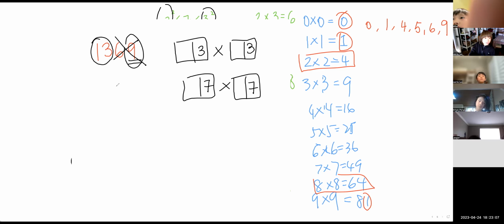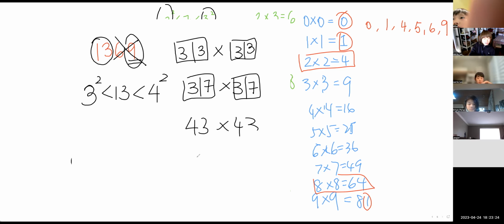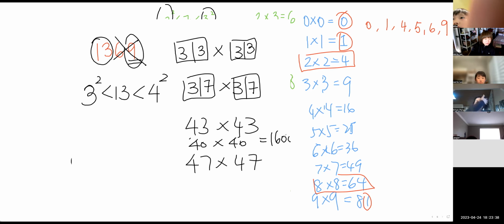Okay, 13 is bigger than what? It's bigger than 3 squared and smaller than 4 squared. So here it must be 3: 33 or 37. Understand? Does any kid have a question, like why it isn't 43 times 43 or 47 times 47? Okay, very good, Jasper. Because it's 4 times 4. You can see, if it were 40 times 40, it's already over. It's 1,600. Did you see? It's already over. So you always go with the smaller number. You cannot go bigger than a number which is already bigger than you. Understand?